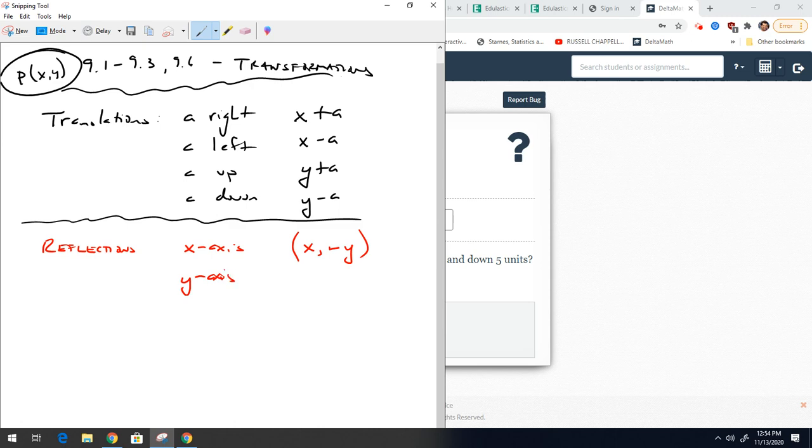When you do the y-axis, now you're going to flip left to right because the y-axis is vertical. Now your x becomes opposite and your y stays the same. When you go across the line y equals x, this is exactly as it says: the y becomes the x, the x becomes the y. And when you do the line y equals the negative x, your two numbers switch places and they both become opposite.